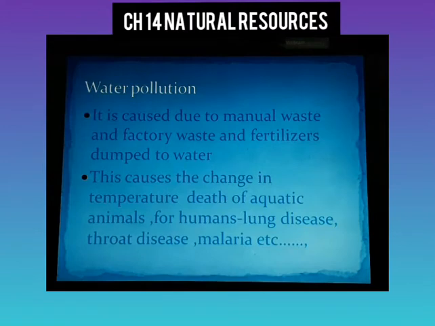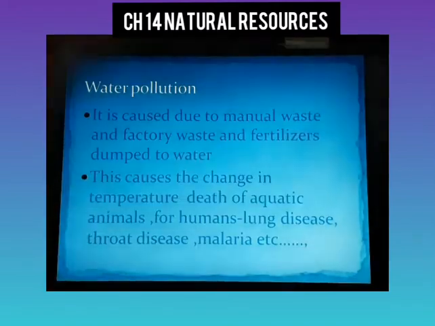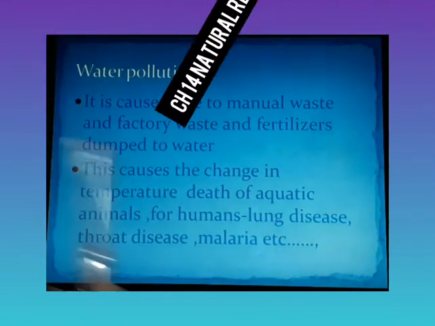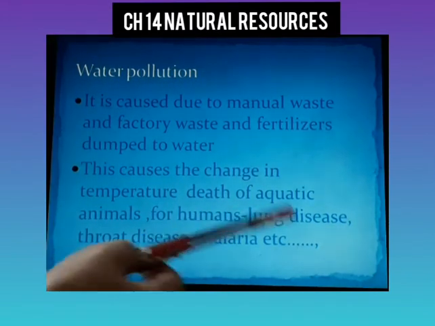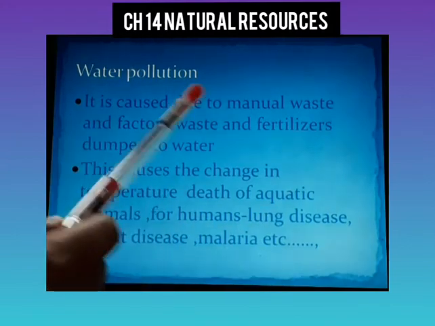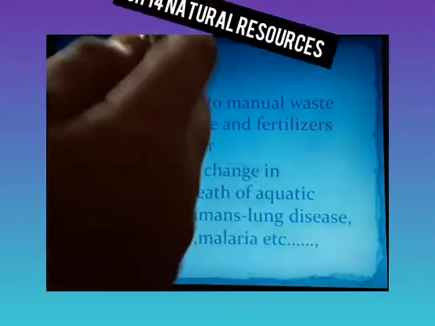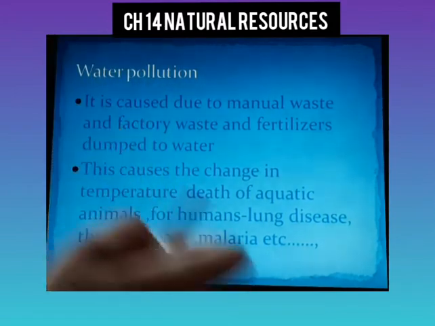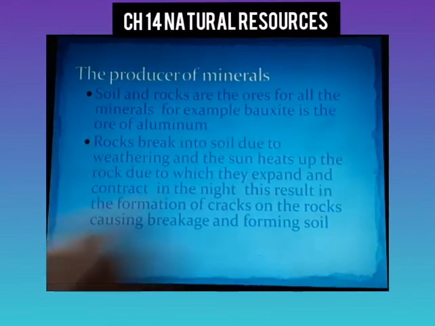The water will be going to the poles, the Atlantic regions where ice is present. If you pollute the water, it will get heated, and the ice bars there will melt. For humans, the people who take contaminated water will get lung disease, throat disease, and malaria, as mosquitoes live in dirty or swamp water, etc.